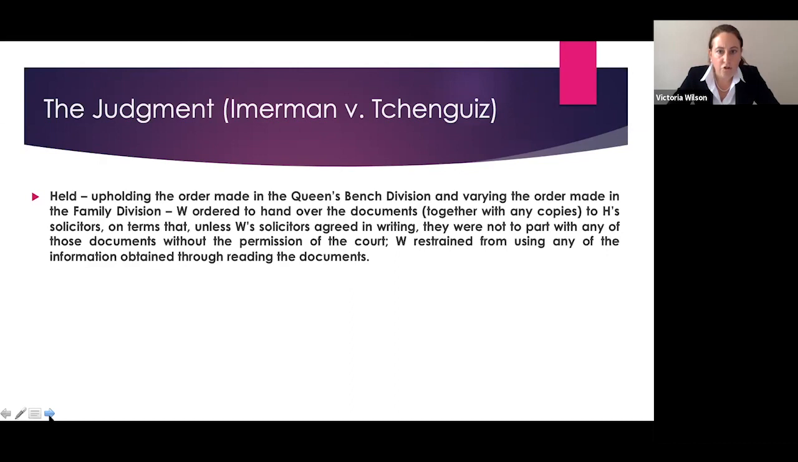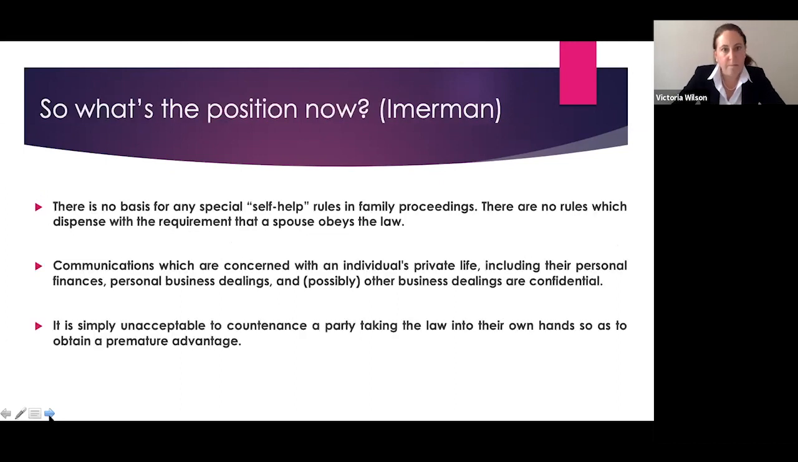And quite crucially, wife was restrained from using any of the information obtained through reading those documents. And this led some to say, well, this is a bit of a cheat's charter, really. She can't use any of this stuff that he may be hiding. So what to do? If we go on to the next slide now, what's the position now? The judgment makes this very clear. It says there's no basis for any special self-help rules in family proceedings. So that's explicitly going against what came to be the Hildebrand culture preceding this.